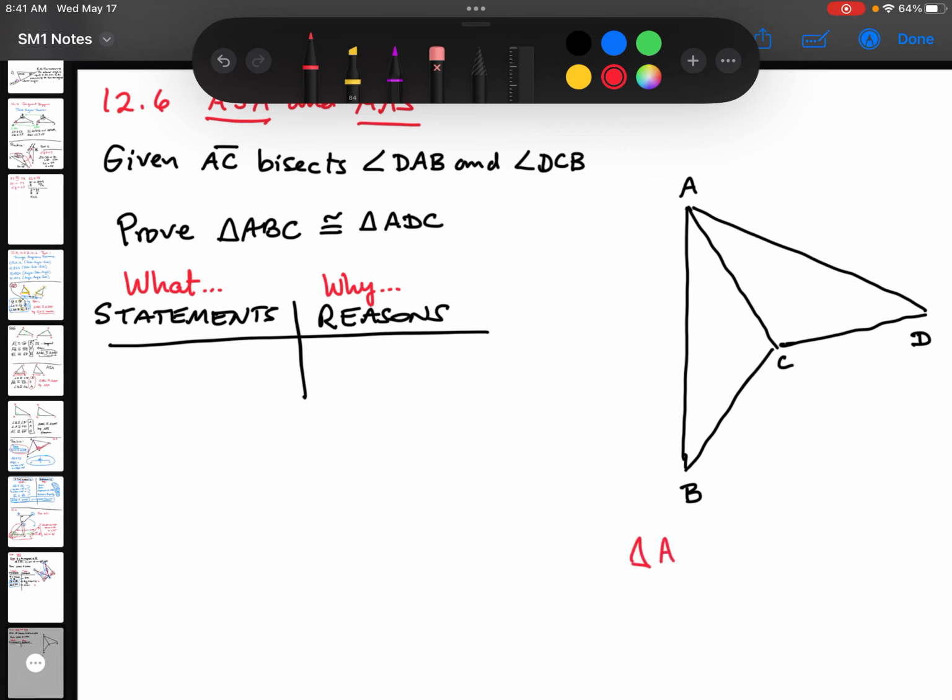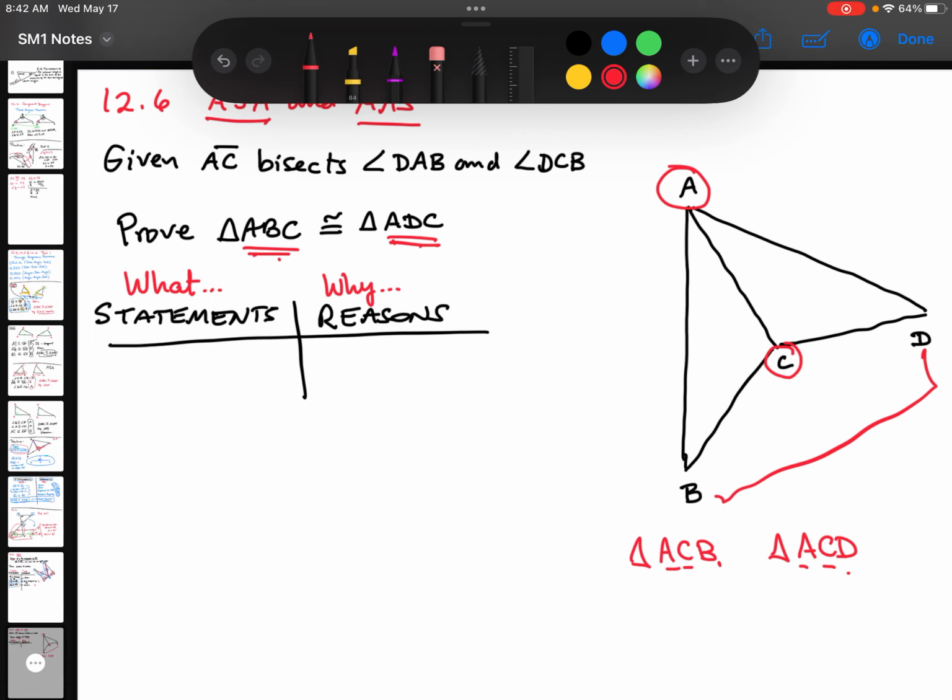Triangle ACB and triangle ACD. We need to be consistent in the way that we label them. You can label them any way you want as long as you are consistent with the correspondence. A corresponds to A, C corresponds to C, and B corresponds to D, right? So you see AC, and then BD, or you see AB, AD, and then C. Either way is fine.